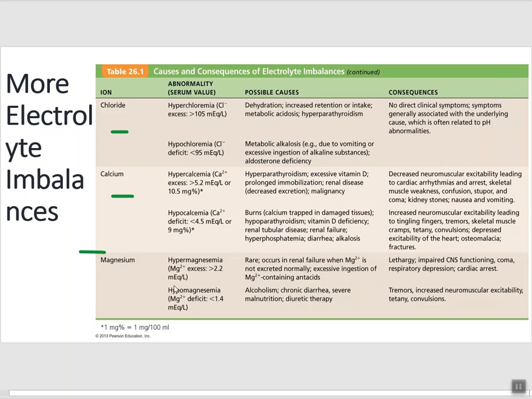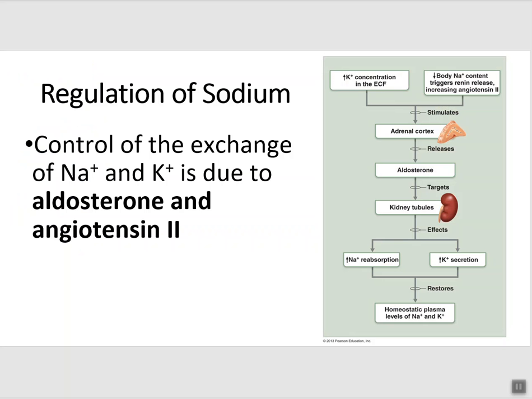Hypermagnesemia and hypomagnesemia. I actually had a case of hypomagnesemia in one of my ICU patients one time. Very interesting case. Yeah, alcoholic. Chronic diarrhea, severe malnutrition, and too many diuretics can give you that. You can lose too much magnesium in the urine. And then the effects of it, I'm going to let you guys read that and let me know what you don't understand.